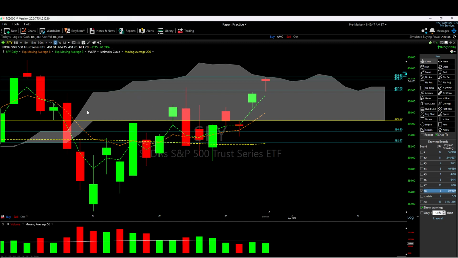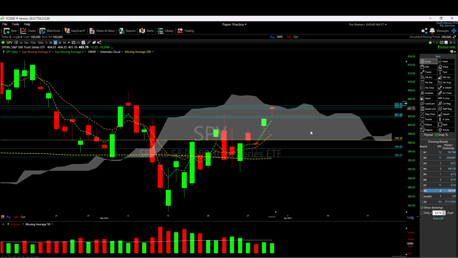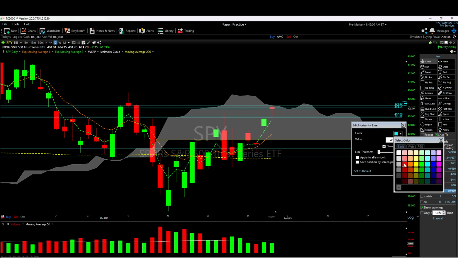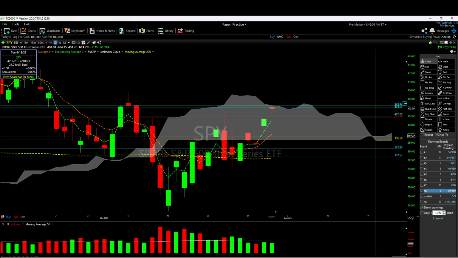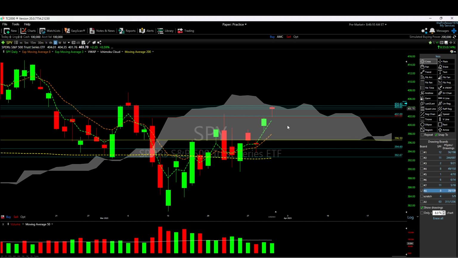There's nothing in between these two lines except for down over here. So I may draw this one. If we were to break below this 401.65, I'm actually going to make that a red line because I want to know that if it breaks below that, there's a big gap that's possible to get down. The next support would be right in here. So this yellow line will come back into play, and I want to know what that is. So I'm going to leave that there as a crucial line, and make it red.